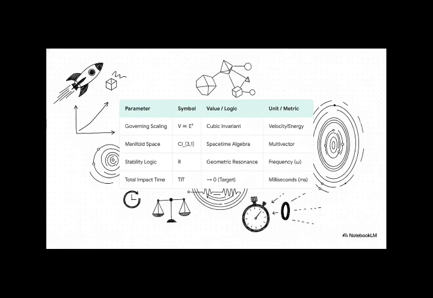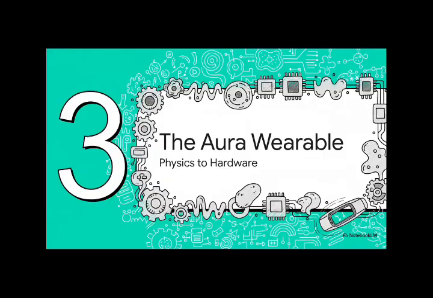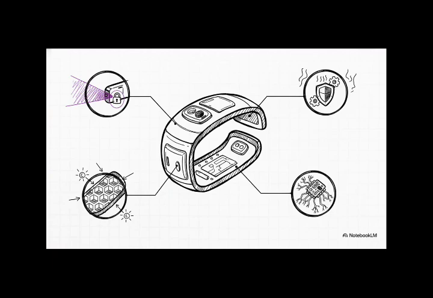And finally, the total impact time. This is the big goal, to make the delay between a cause and its effect get as close to zero as possible. We're talking about an almost instantaneous connection. Okay, so we have these abstract laws of physics, but how do you turn them into something you can actually build, something you can wear? That's where we get to the Aura wearable itself. If we look under the hood, we can see this thing is purpose-built.